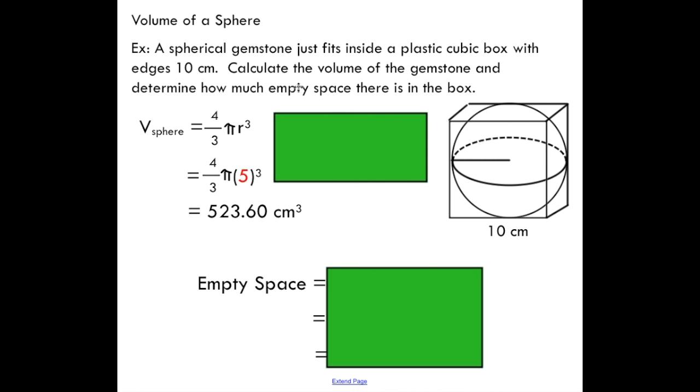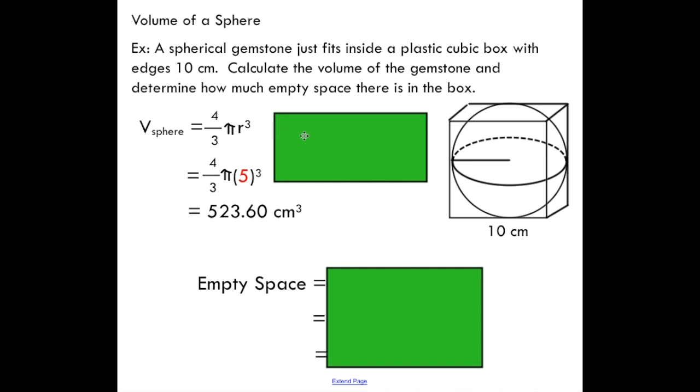What we need to do is figure out how much empty space there is in this box. So if you think about this logically, I've got this box. This gemstone is taking up 523.6 centimeters cubed of the volume. To get what's left, what I need is the volume of this box. And if I take the volume of the box, subtract out the volume of my sphere, I should have what's left over, which will be the empty space.